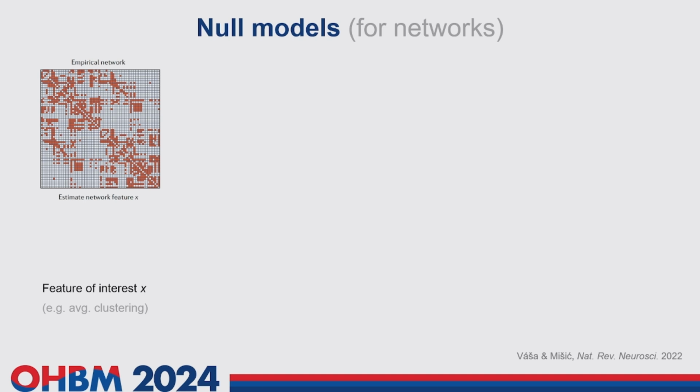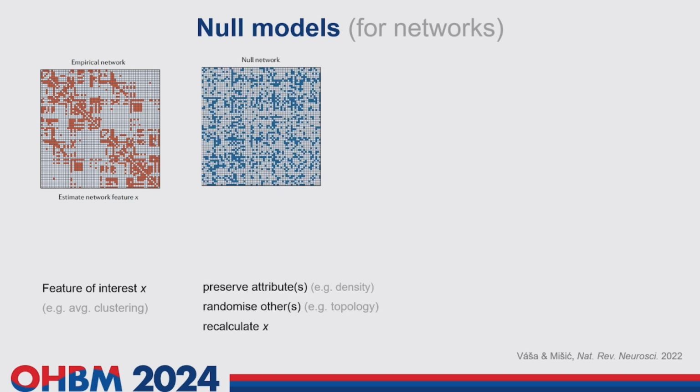Here we have a feature of interest, the clustering coefficient that we've calculated for our empirical network. And we want to benchmark this against a null population of networks. So in this case, we're interested in asking whether we could get a similar value in a network of the same size with random topology. And so we might preserve some attributes of the network, for example, the number of nodes and the number of edges, but we'll randomize some other properties, in this case the topology. So we'll randomize the pattern of connectivity, and we'll recalculate our feature for this random network.